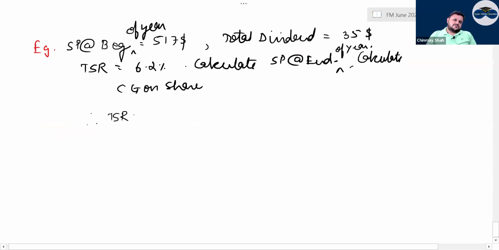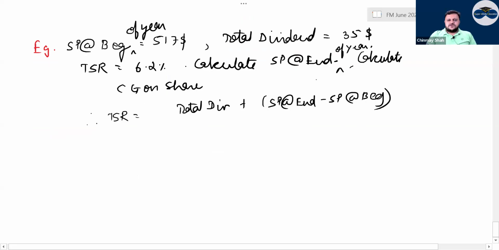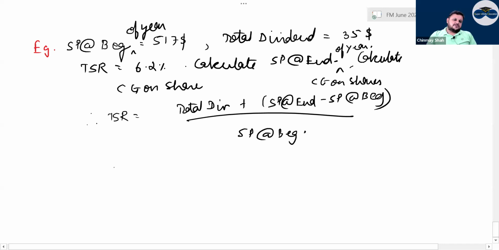Therefore, TSR is equal to total dividend. I'll reiterate the formula for you. Plus share price at end minus share price at beginning. This is nothing but CG on shares, if asked at times, divided by share price at beginning. Correct. Therefore, TSR 6.2, that is 0.062, is equal to total dividend. How much is it? $35, right, per share.